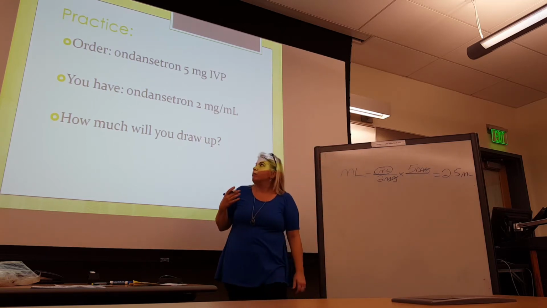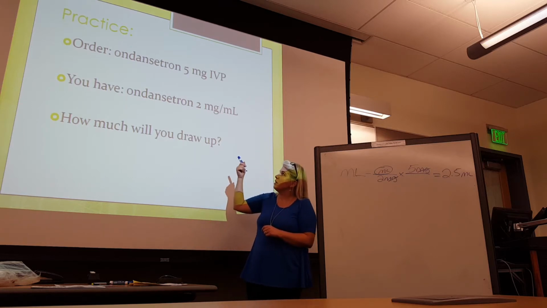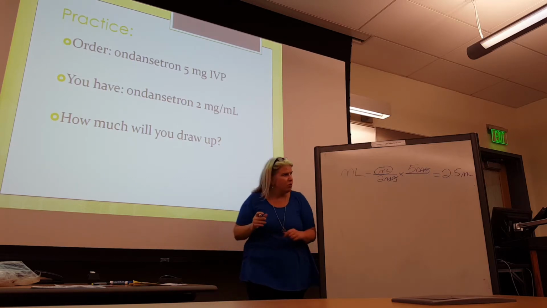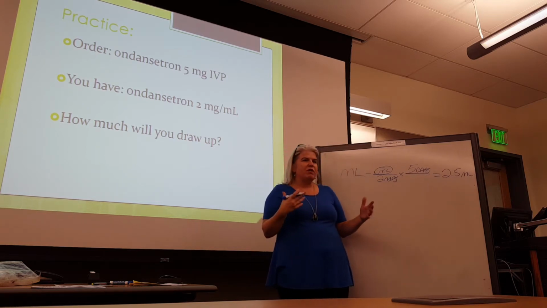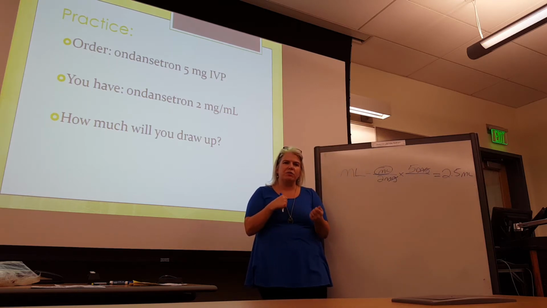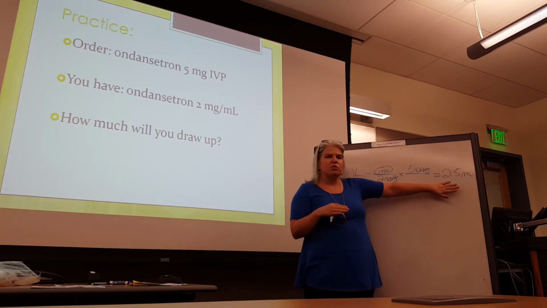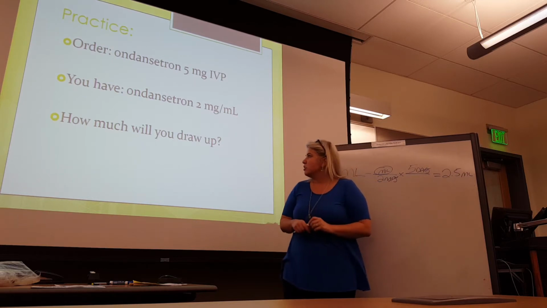So 2.5 mils, you want to keep it at 2.5 mils because if you were to round that up to 3, that's more than 2.5 mils. When you get to 2.5 mils, what you're drawing up is 2.5 mils, not 3 milliliters. So be careful not to round up with that because you could potentially be giving more medication than what's actually ordered.